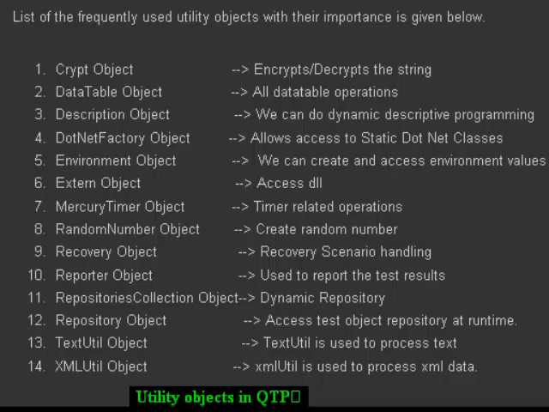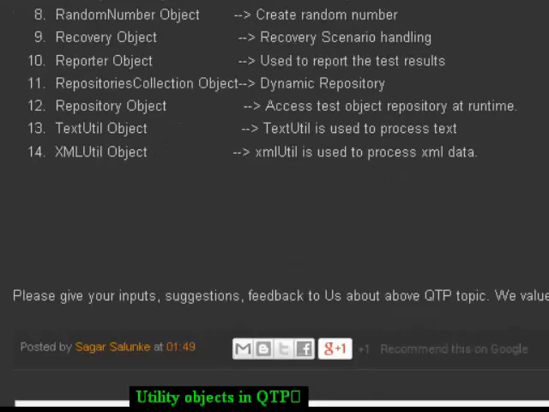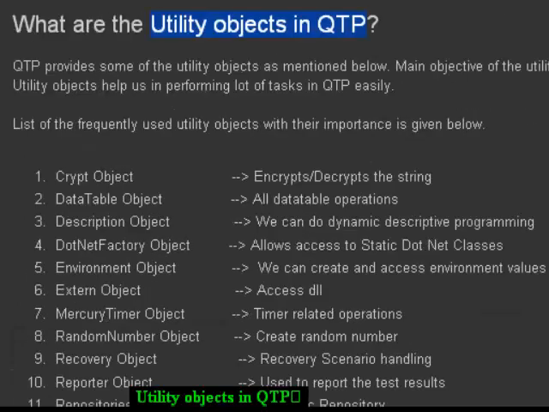data. So these are all the important objects that are provided in QTP, and they are called utility objects because they provide specific functionality in QTP.